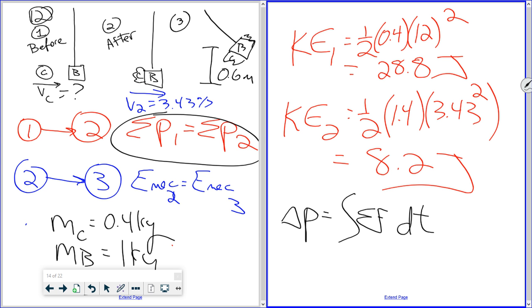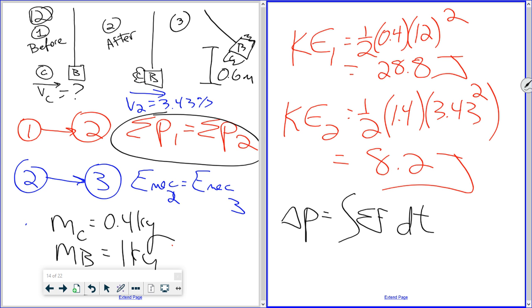So how do we find the impulse then? It's just mass times change in velocity. So pick one of the two objects. I guess it would be easier to do it for the block, because the block goes from a velocity of 0 up to 3.43, and then times 1. Follow? You could also do it for the clay, and it would give you the same number, but negative.